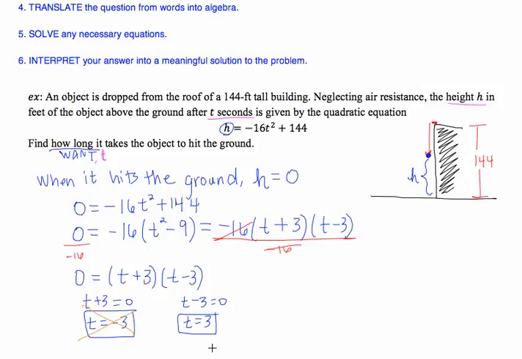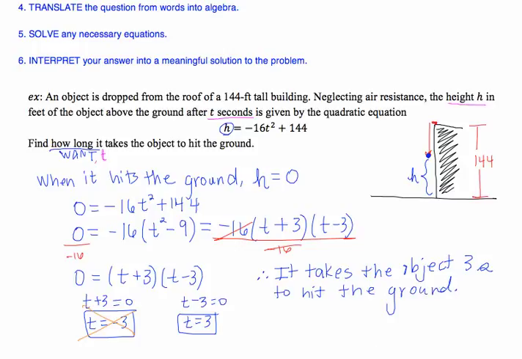Okay, and let's interpret that. It says find how long it takes for the object to hit the ground. So let's say therefore, three little dots are shorthand for therefore, it takes the object 3 seconds, s is for seconds, to hit the ground. Alright, so there is your first applied quadratic problem.